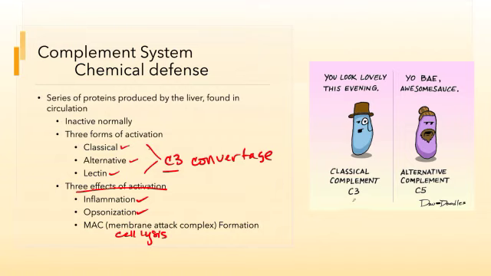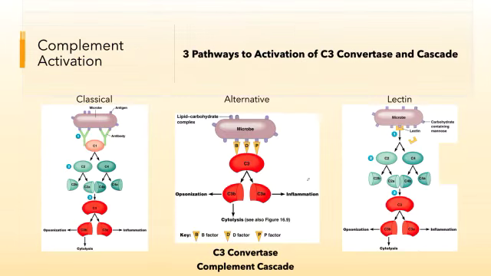So we have classical complement, which activates C3, the C3 protein, and then we have the alternate complement activation pathway, which starts with C5. So in complement activation, we have these three pathways.